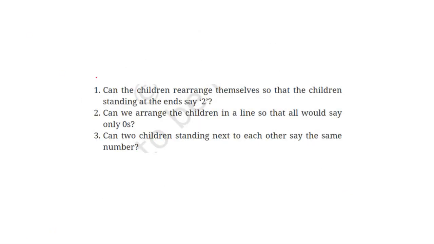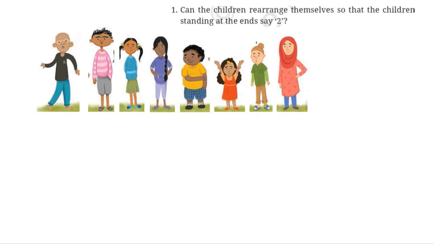Okay, so now let us start considering these 3 questions. You will learn about some very interesting concepts if you consider these 3 questions. Let's start with the first one. Now the first question is, can the children arrange themselves so that the children standing at the ends say 2? Okay, so we want the person who is standing at the end to say number 2, something like this, and we have to do the arrangement. What do you think, students? Is it possible? The first question.